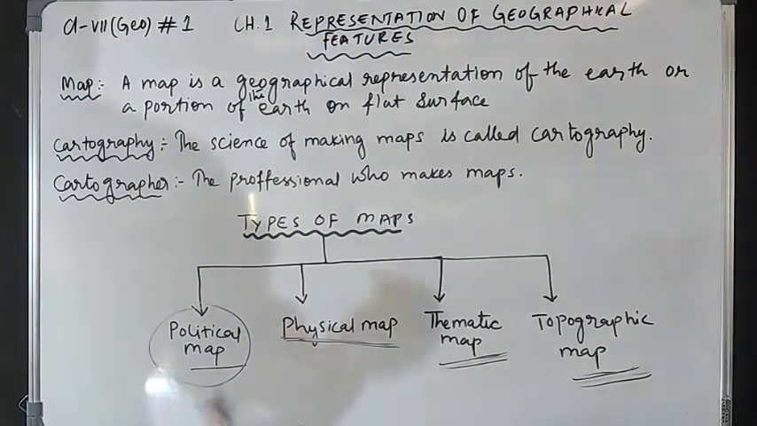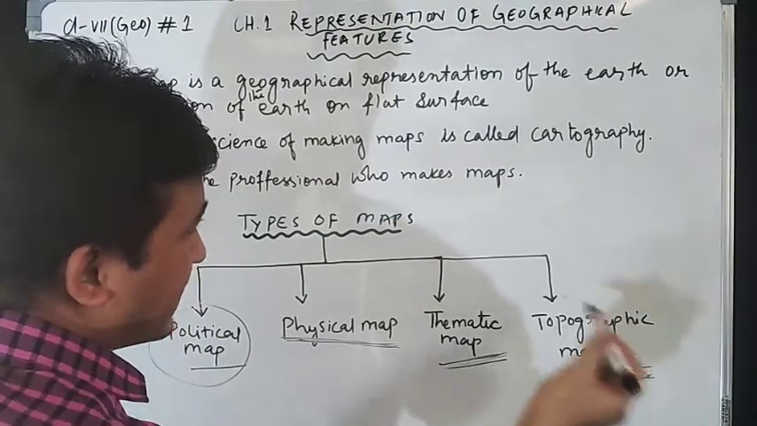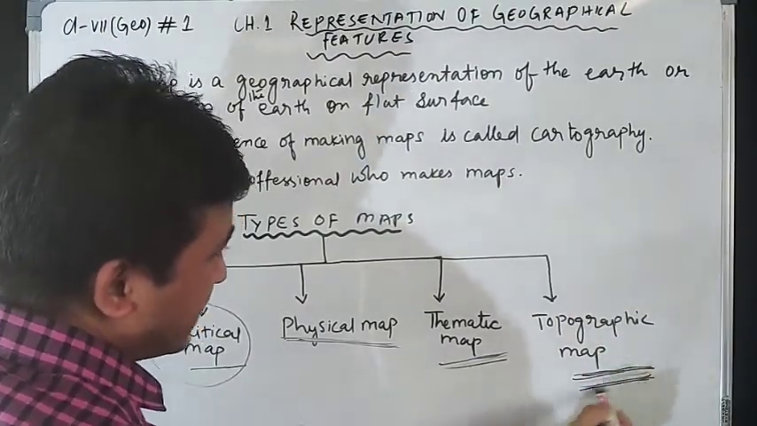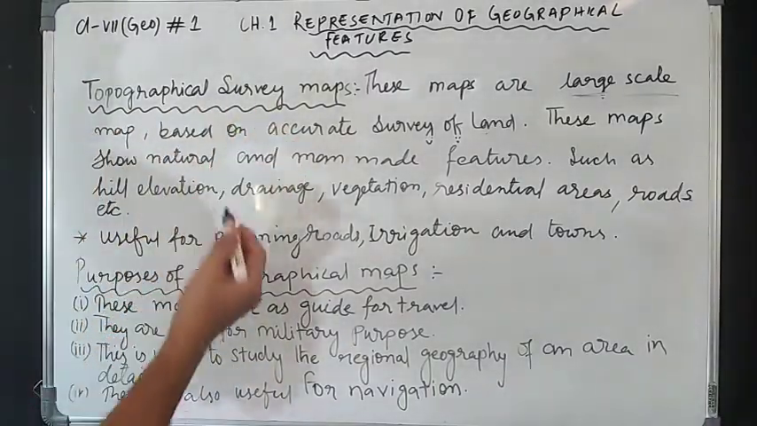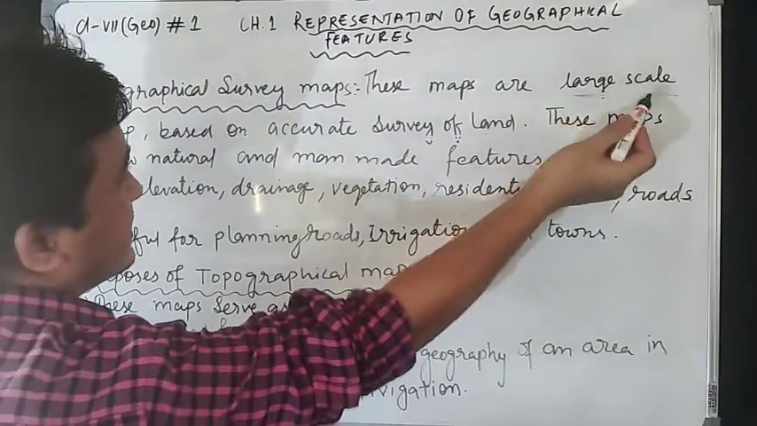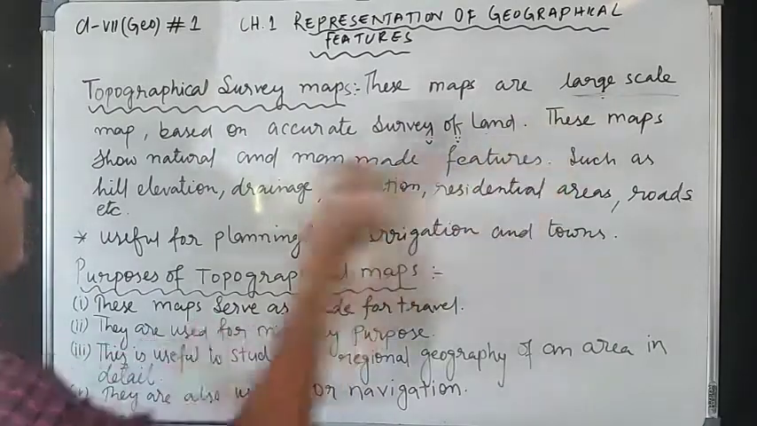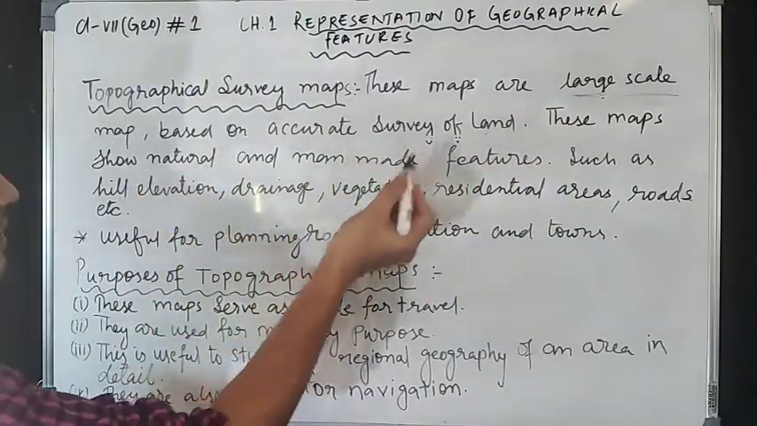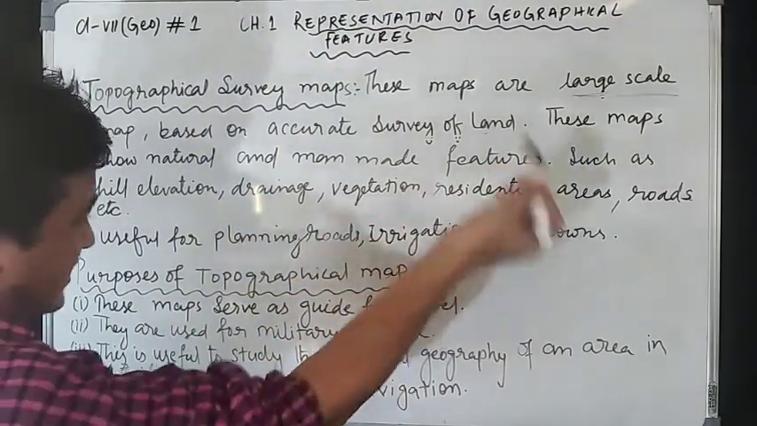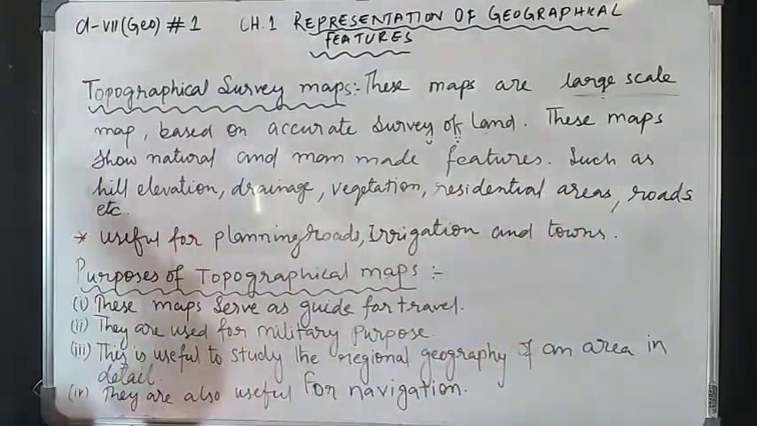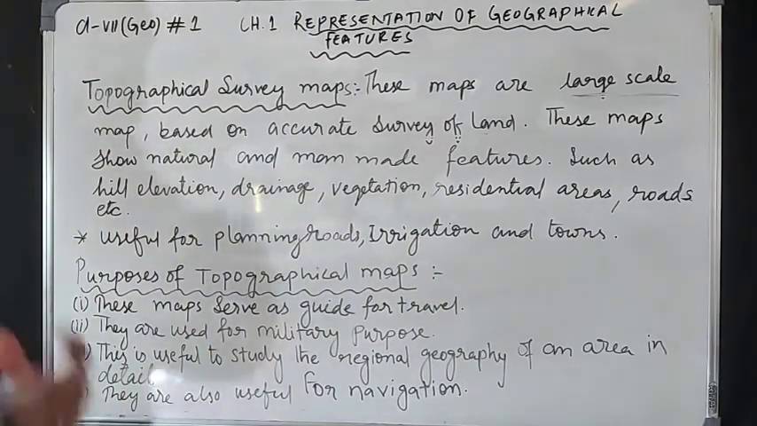It shows the natural and man-made features of a particular area in detail. So what is a topographical survey map? These maps are large scale maps based on an accurate survey of land. These maps show natural and man-made features such as hill elevation, drainage, vegetation, residential areas, roads, etc.